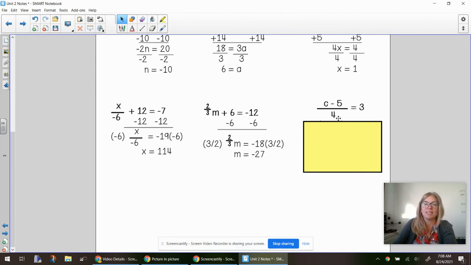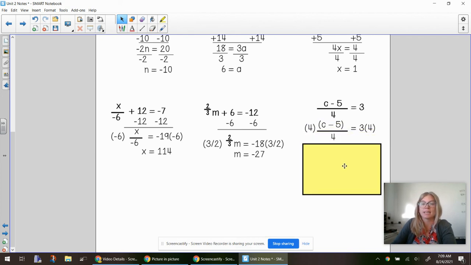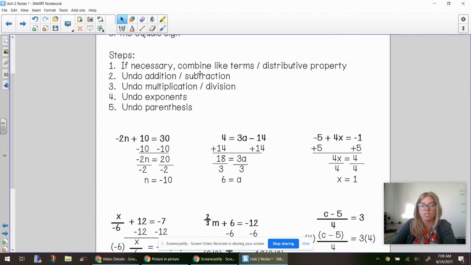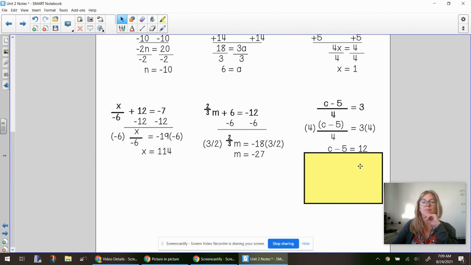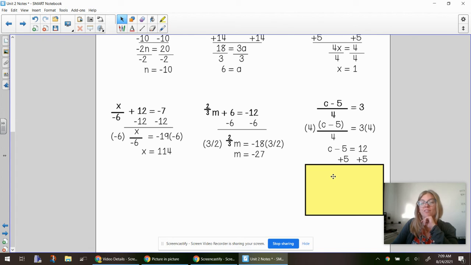Last but not least, I have c minus 5 divided by 4 equals 3. This one's a little bit different. When we have some sort of expression on the top of the fraction, we can consider invisible parentheses around that expression, which means if we think about reversing the order of operations, we are going to deal with those parentheses last. So we're going to actually undo this 4 first. If I'm divided by 4, I'm going to multiply both sides by 4, which leaves me with c minus 5 equals 12. Now I can deal with what was in those parentheses, so I'm going to add 5 to both sides of my equal sign, and I get c equals 17.